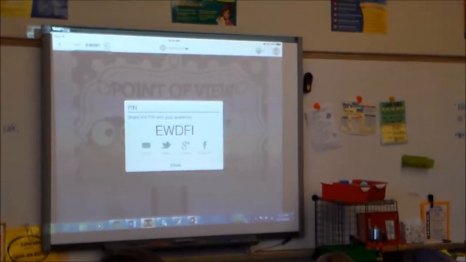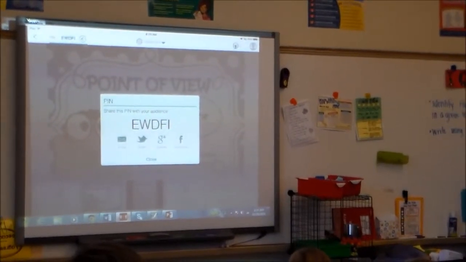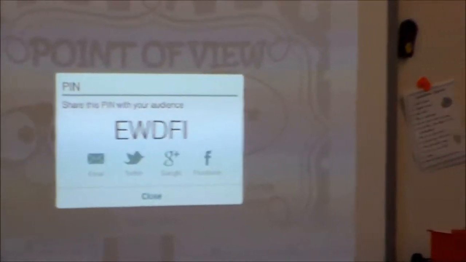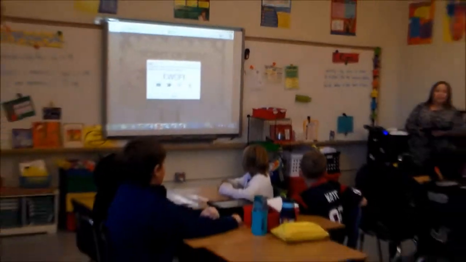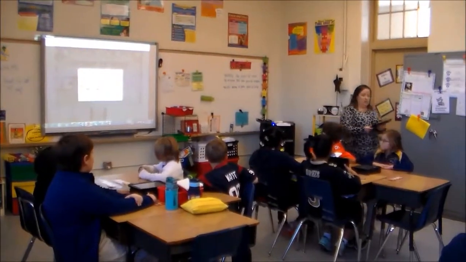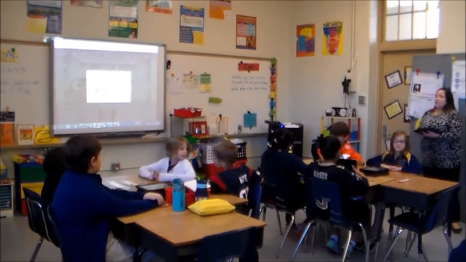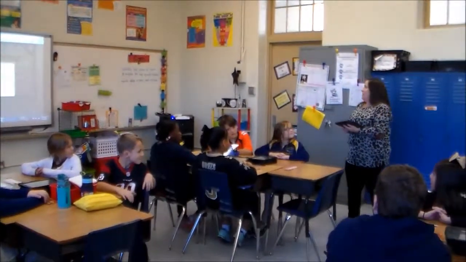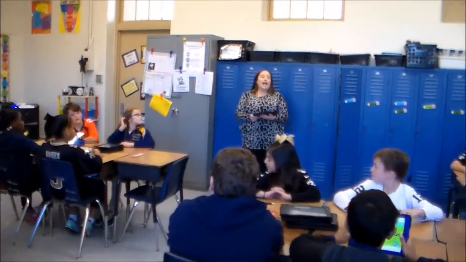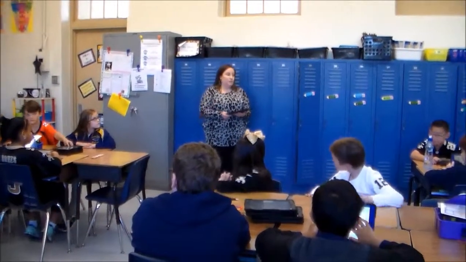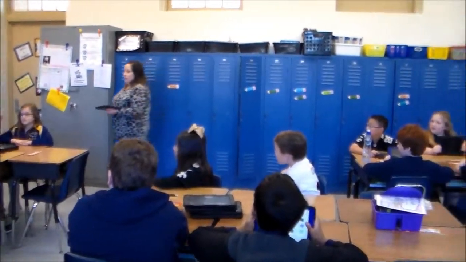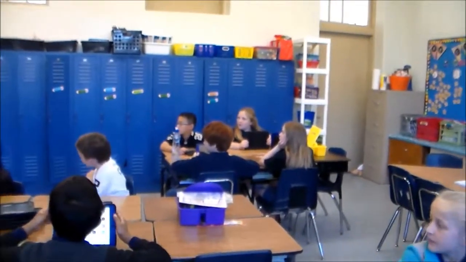Today's lesson, we're going to be able to identify the point of view of the text and give evidence. What are we going to be able to do? Identify the point of view in the text and provide evidence. You're also going to write using a given point of view. What are you going to do? Write using a given point of view.